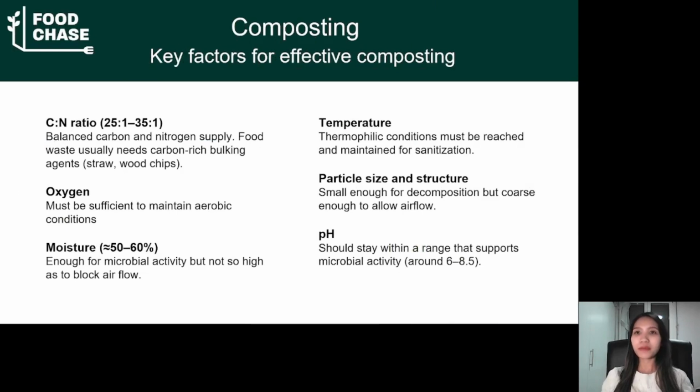Effective composting requires some key factors, like a balanced carbon and nitrogen ratio. Food waste naturally doesn't have this balance, so usually it requires a carbon-rich bulking agent like straw and wood chips. The presence of oxygen is essential because it is an aerobic process. The moisture should be enough for microbial activity, but not so high that it blocks the airflow.